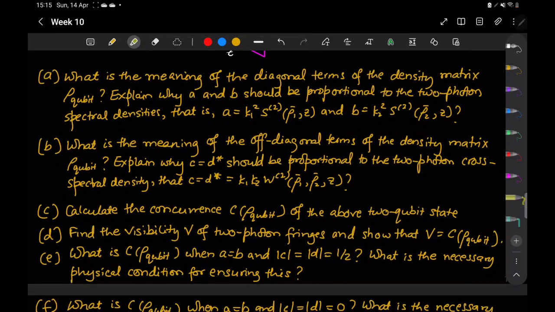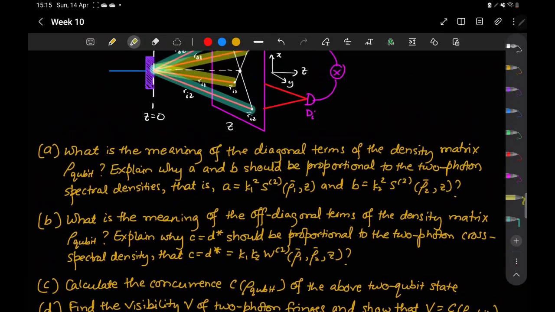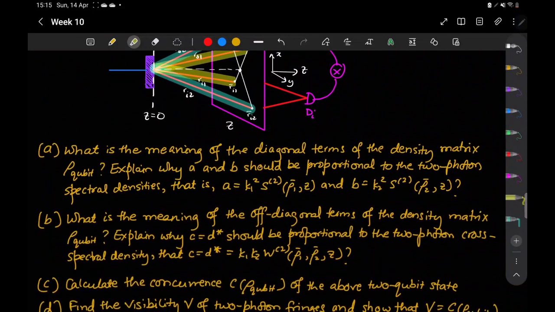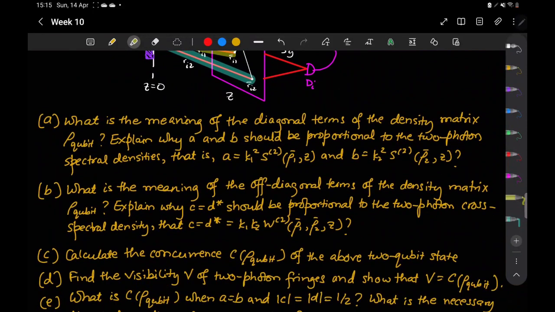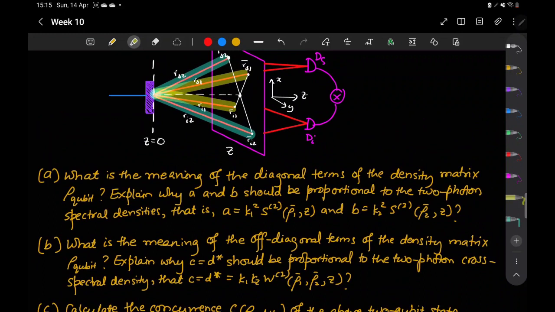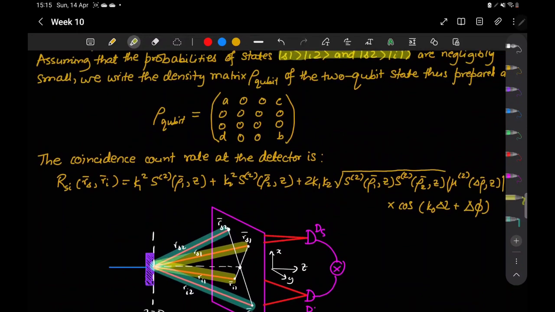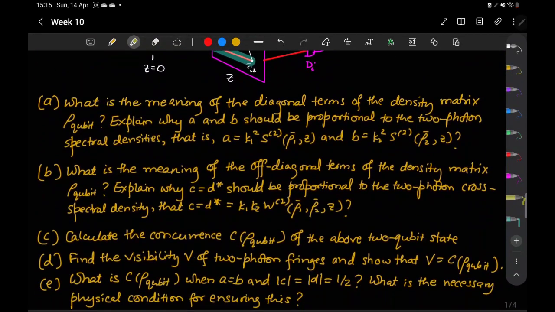Now let us read the questions. Part A. What is the meaning of the diagonal terms of the density matrix rho qubit? So this is the density matrix. What do the diagonal elements mean? Explain why A and B should be proportional to the two photon spectral densities, that is A equals K1 squared S rho 1 Z and B equals K2 squared S rho 2 Z. So these are the A and B terms.